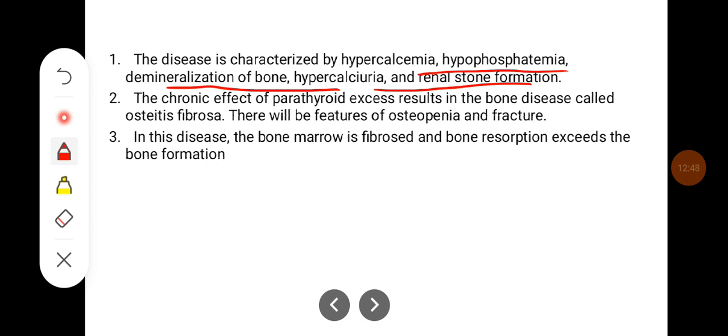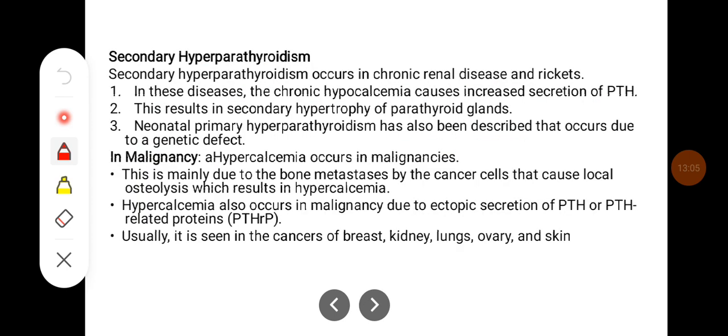The chronic effect of parathyroid excess results in a bone disease called osteitis fibrosa. So there will be features of osteopenia and fracture. In this disease, the bone marrow is fibrosed and bone resorption exceeds the bone formation. Secondary hyperparathyroidism occurs in chronic renal diseases and rickets. In these diseases, chronic hypocalcemia causes increased secretion of PTH. So this results in secondary hypertrophy of the parathyroid glands.